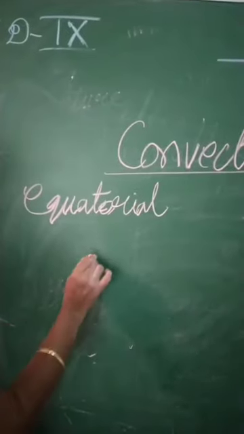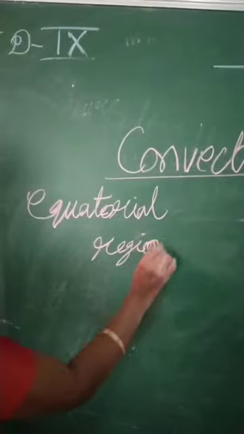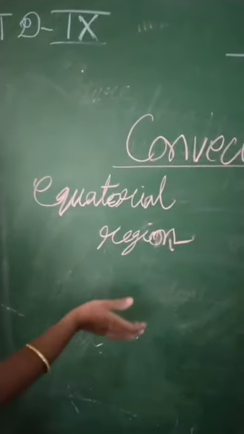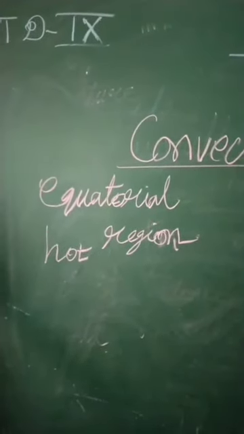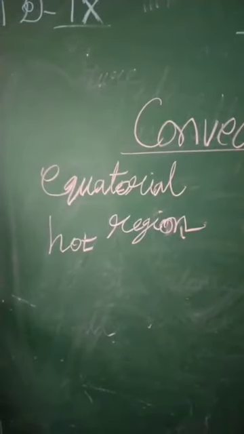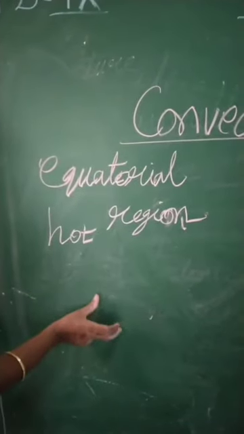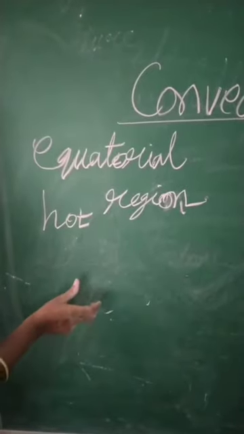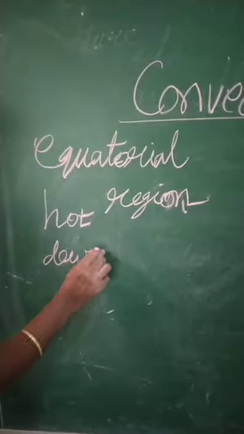Equatorial regions receive vertical sun rays, so they become hot. The hot air expands and rises vertically upwards. As the temperature reduces gradually, the air gets cool and forms clouds. Students, when the clouds reach the dew point, it is very important.